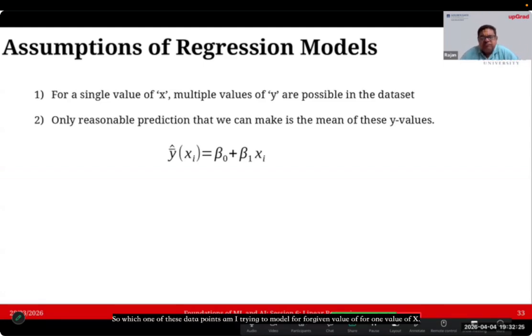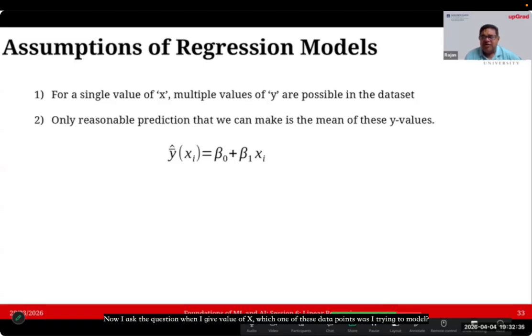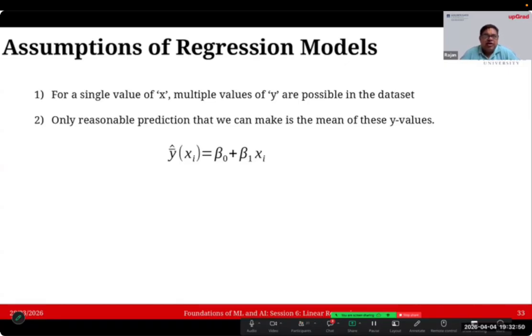Okay, and when more data comes in, let us say I have again 10 values of y for one value of x, that is a sample. Now I ask you the question: when I change the x value, which distribution is the data trying to model? The answer is none of them. We cannot make such a prediction. That's what I'm saying, we essentially cannot make such a prediction.